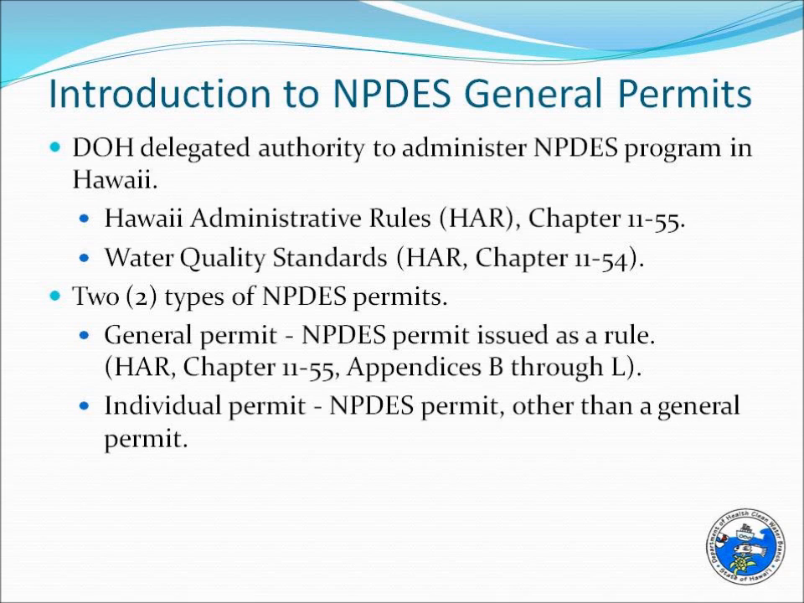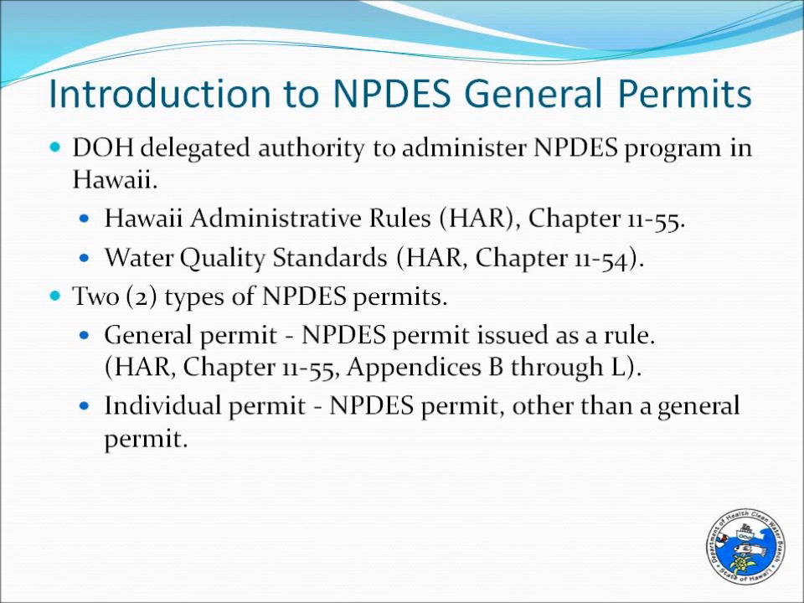The Department of Health has been delegated the authority to administer the NPDES program in the state of Hawaii. The rules that govern this program are in Hawaii Administrative Rules Chapters 11-54 and 11-55. There are 2 types of NPDES permits, the general permit and the individual permit. The general permit is an NPDES permit issued as a rule. Specifically, the NPDES general permits are issued in HAR Chapter 11-55 Appendices B through L.